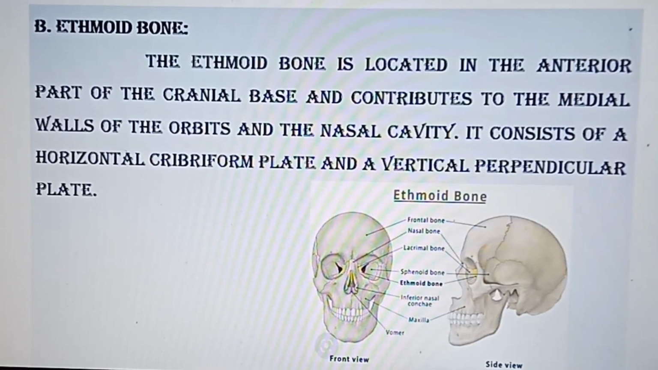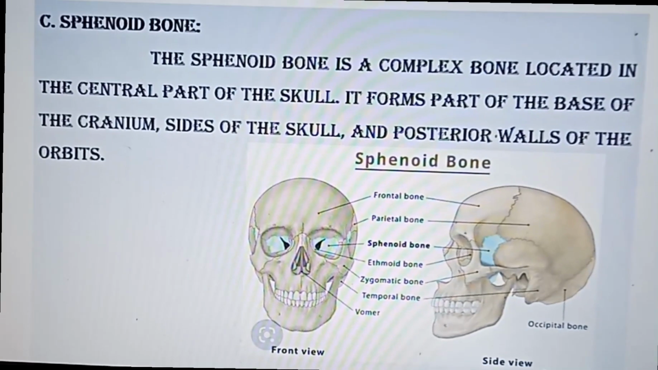Ethmoid bone. The ethmoid bone is located in the anterior part of the cranial base and contributes to the medial walls of the orbits and the nasal cavity. It consists of a horizontal cribriform plate and a vertical perpendicular plate.